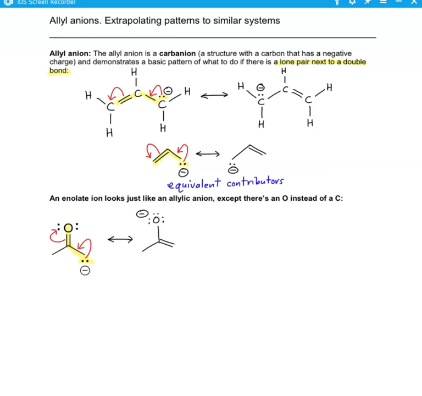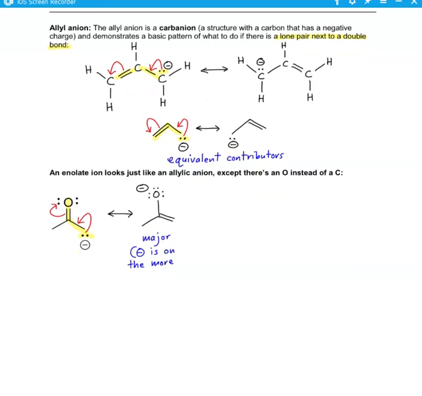That gives us this. Now in this case, this is the major contributor, as we saw before, because the negative charge is on the more electronegative element. I'm going to abbreviate electronegative because that's a long word that I want to write out every time I say it. En. So this is just like the allyl anion pattern.